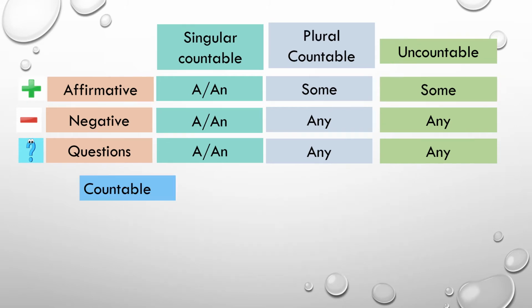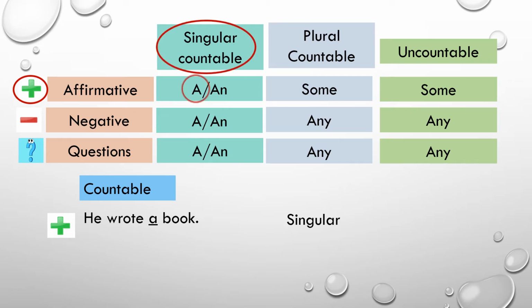He wrote a book. It is an affirmative sentence. Book is a singular countable noun. We use a because the word book starts with a consonant sound. Dia menulis sebuah buku. Ini ialah satu ayat penyataan ataupun ayat positif. Buku tu ialah benda yang boleh dibilang, countable, dan ianya satu, a. Sebab tu kita gunakan a sebabnya dia satu buku dan buku itu start dengan bunyi konsonan.